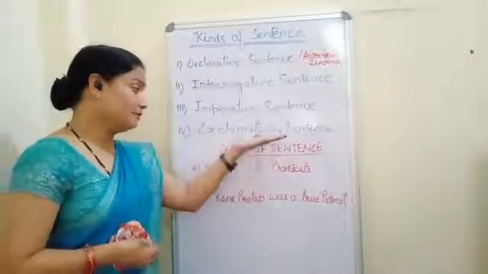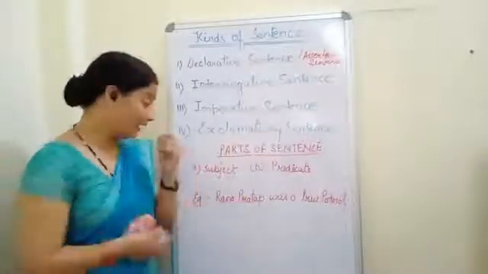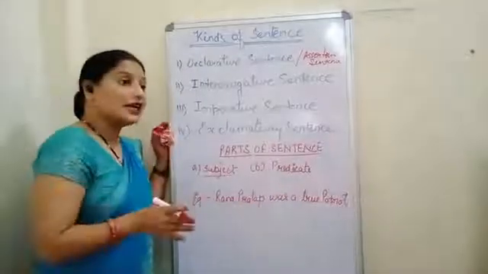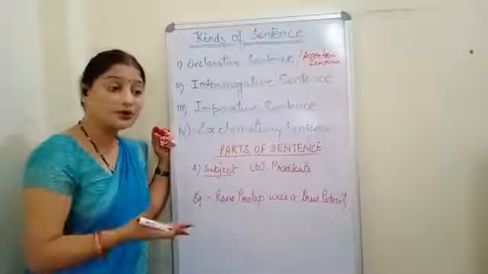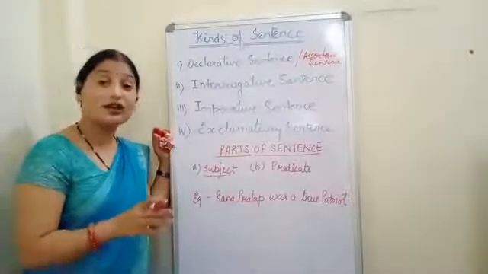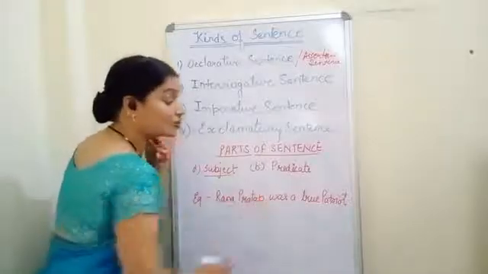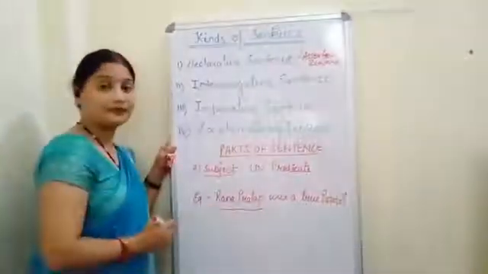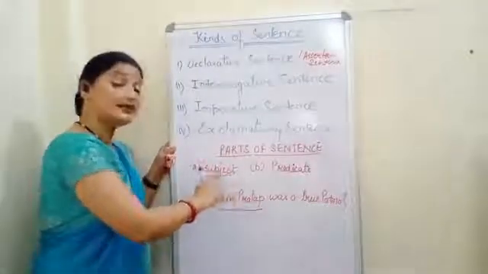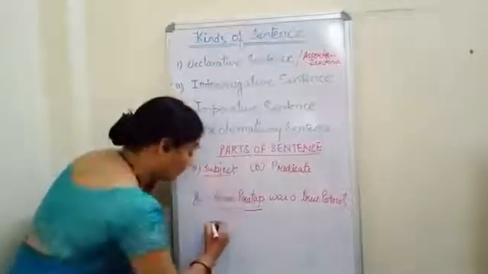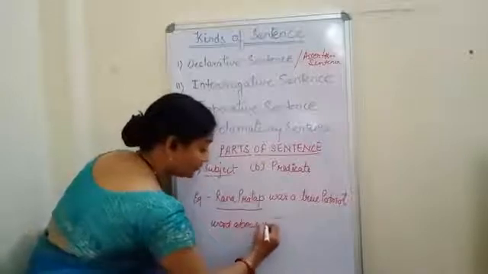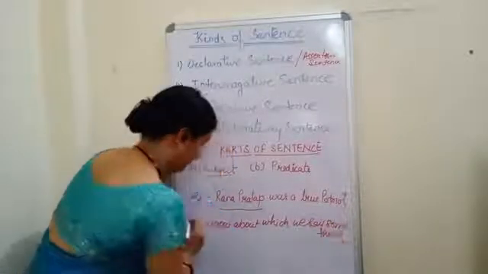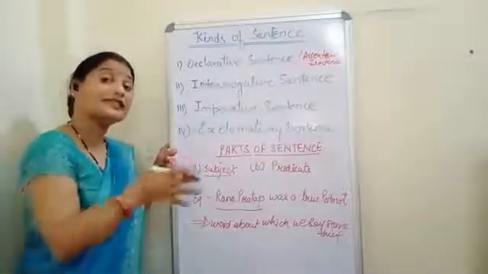Okay. Now, we can divide our sentence into two parts. Number one, subject, and number two, predicate. See, the subject is that part of a sentence about which we say something. That is called the subject. For example, "Rana Pratap was a true patriot." Again, the same example. Now here, I am talking about Rana Pratap. And that's why Rana Pratap will be our subject. So, the subject is the word about which we say something. Clear? About which we say something.